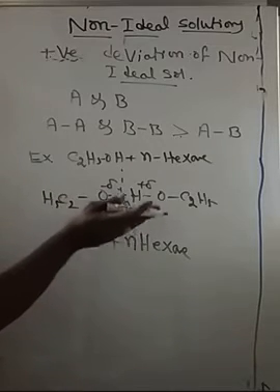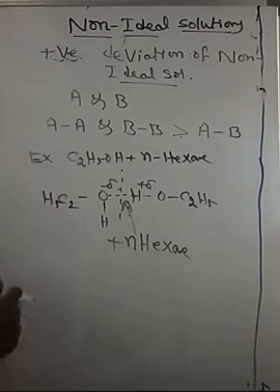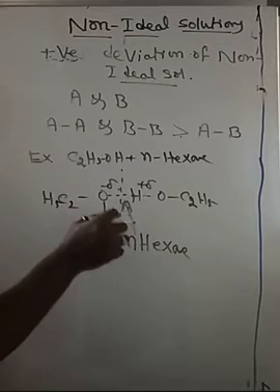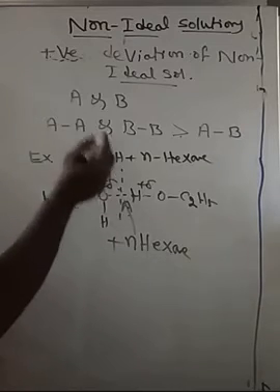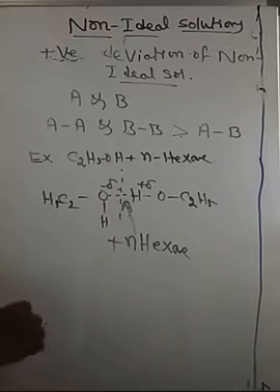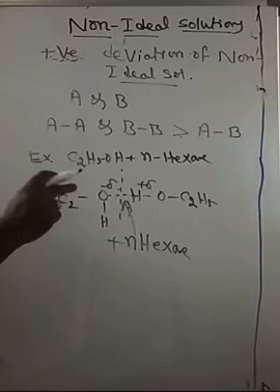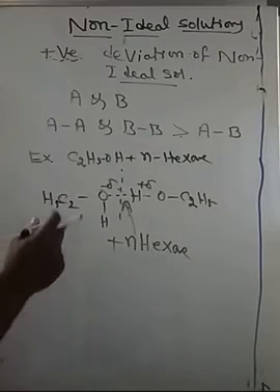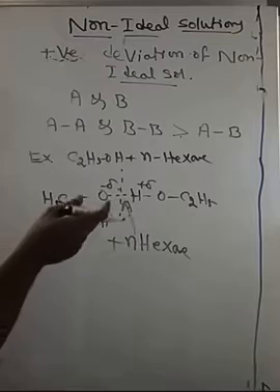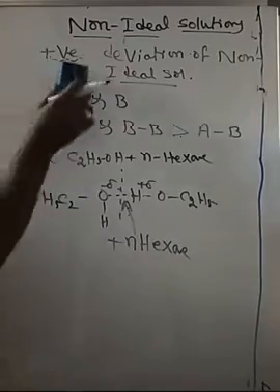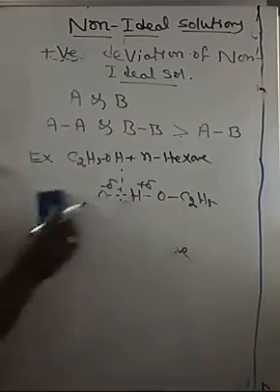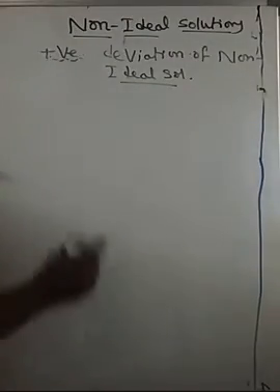Then both components have more escaping tendency, and therefore the vapor pressure becomes more. That is why it shows the positive deviation, meaning the vapor pressure of the solution after intermixing becomes more than that of the corresponding pure liquids. So the vapor pressure shows the positive deviation. Now let us see the conditions of positive deviation.